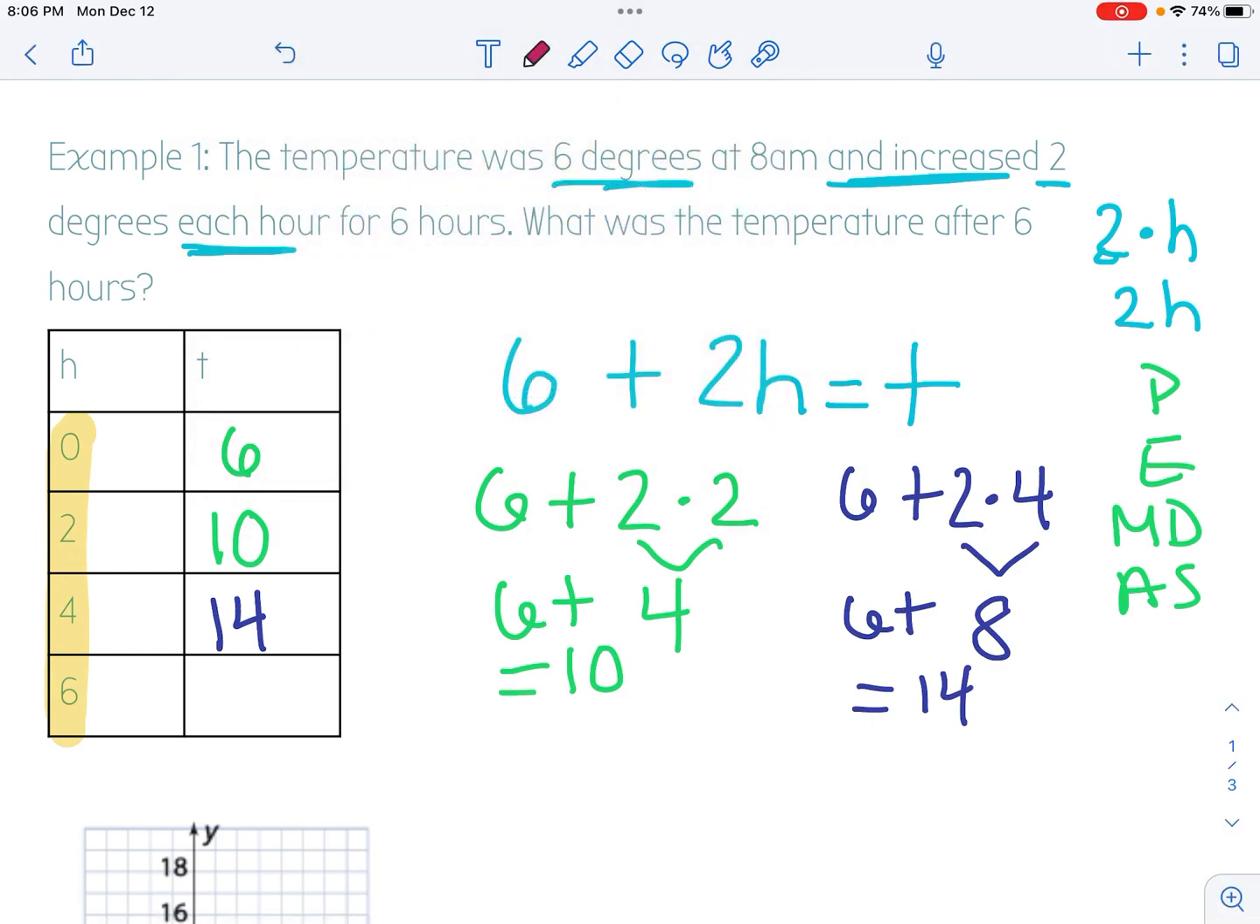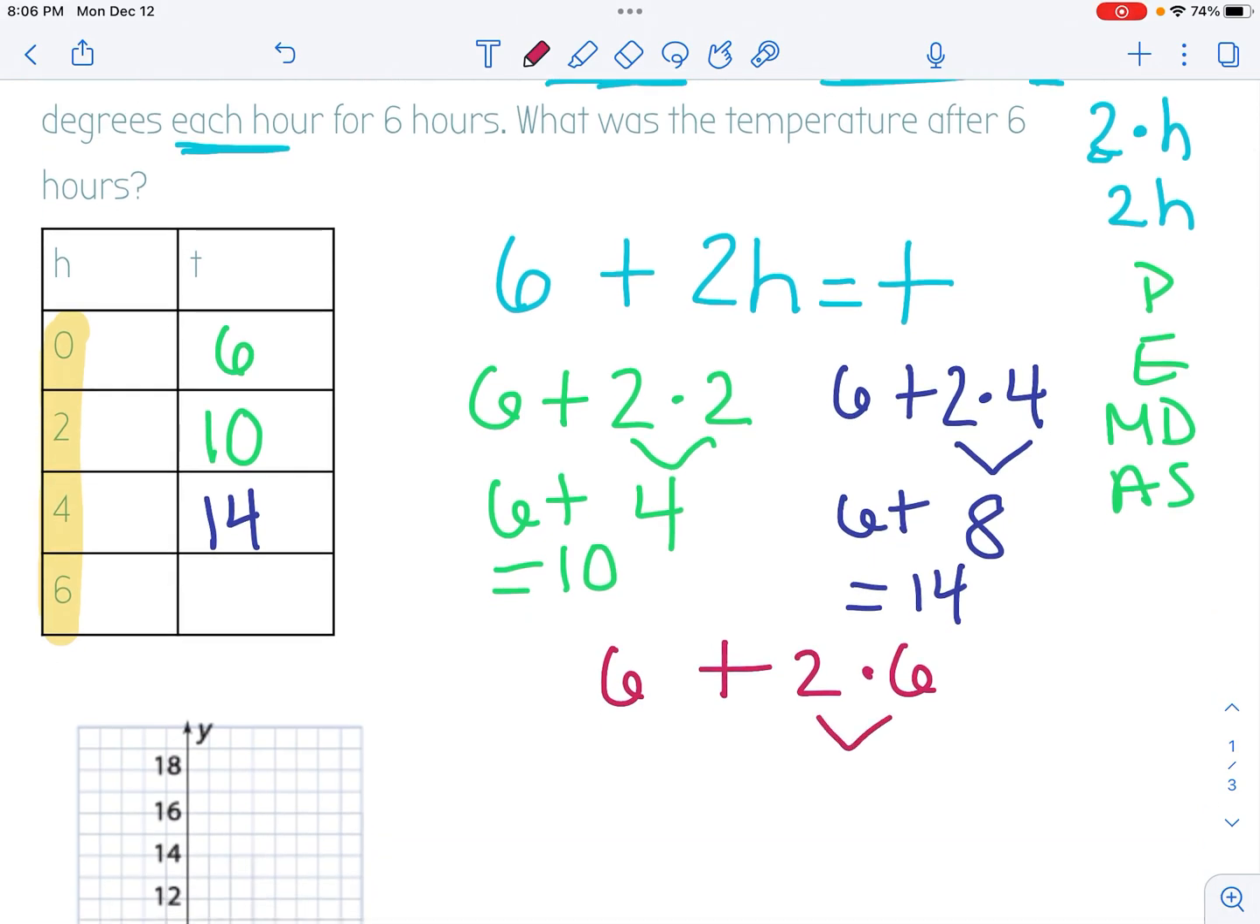And last but not least, if I let 6 hours go by, where would I be? 6 times 2 is 12. Add my 6, which is going to get me 18. So after 6 hours, my temperature is now at 18 degrees.